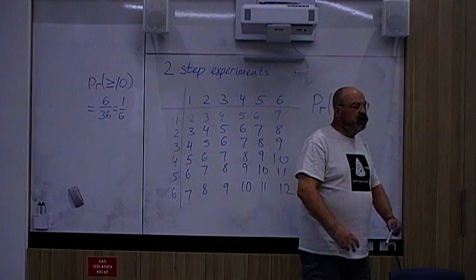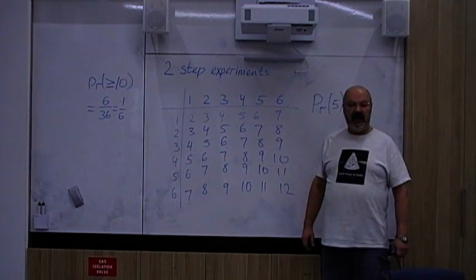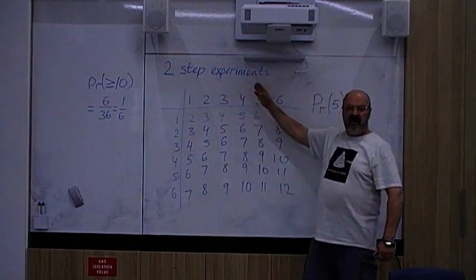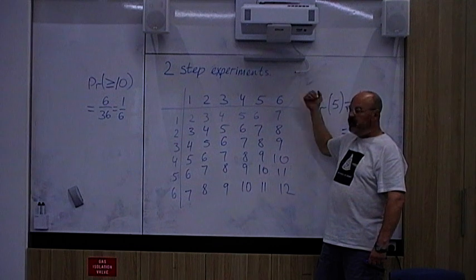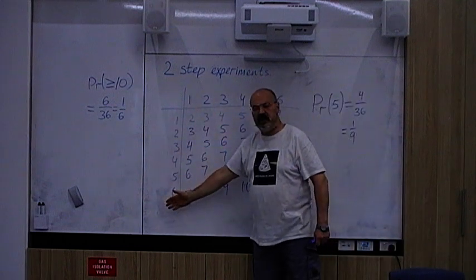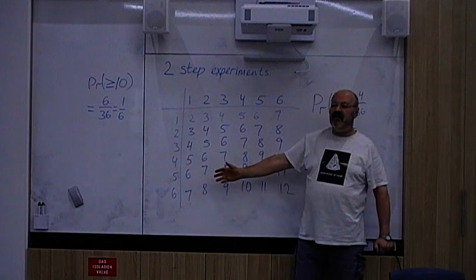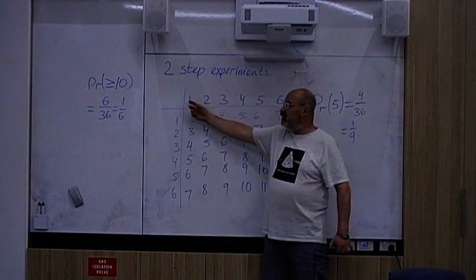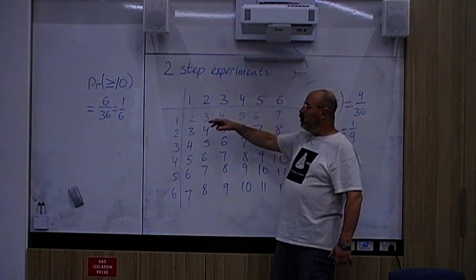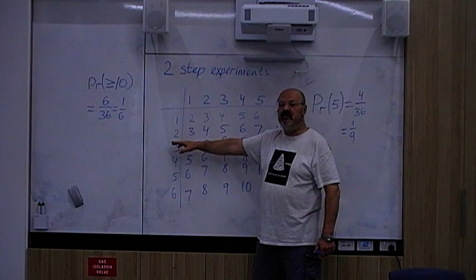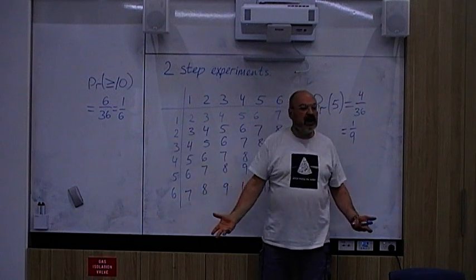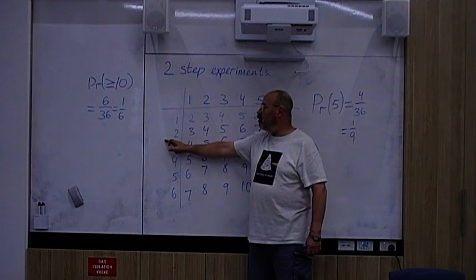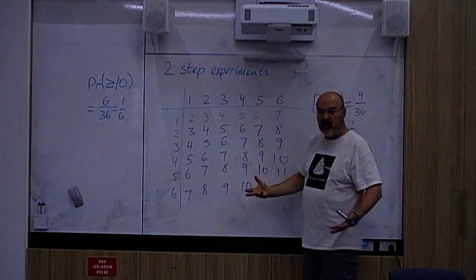So when we're doing two-step experiments, we can represent results in a table where we list here the possible outcomes on one step, and here the possible outcomes on another step. They don't have to be the same. You can roll a die and toss a coin. So here we have, let's say, the die 6. When we toss a coin, what result can we get? Heads or tails. So here will be head, tail.